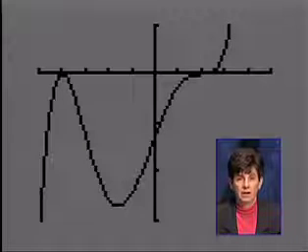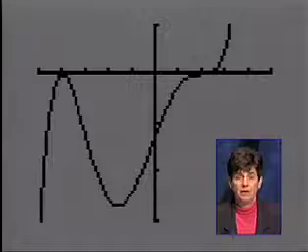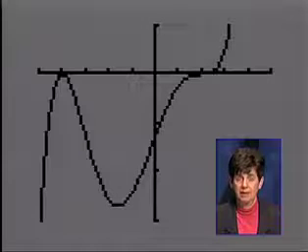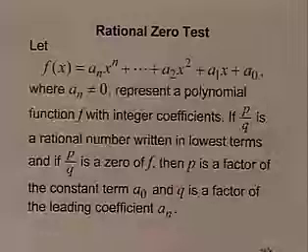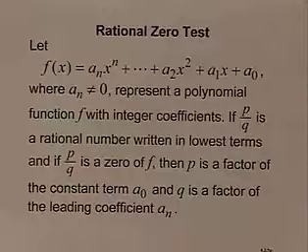Now, there are times when we need to find our roots and we have no idea where the roots might be. If we have a polynomial function, we have a test that we can use that can help us at least list the possible roots to a polynomial function. That test is called the rational zero test.